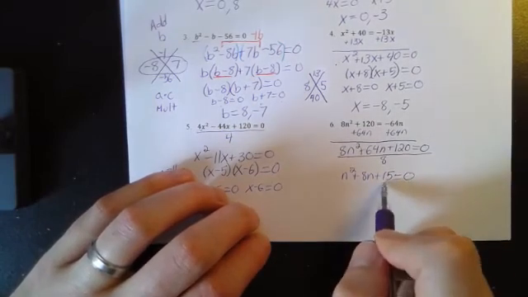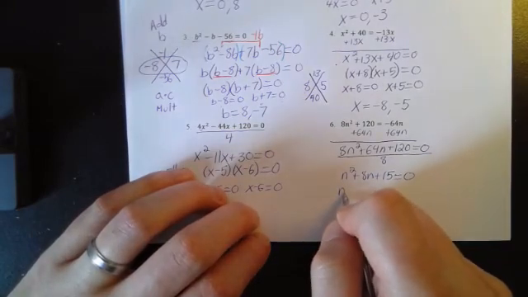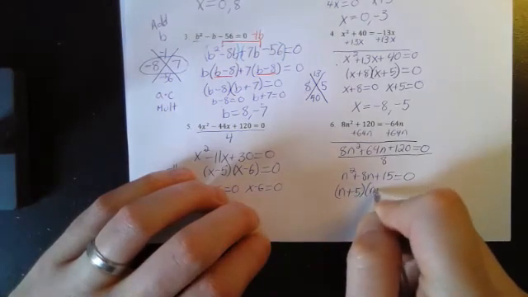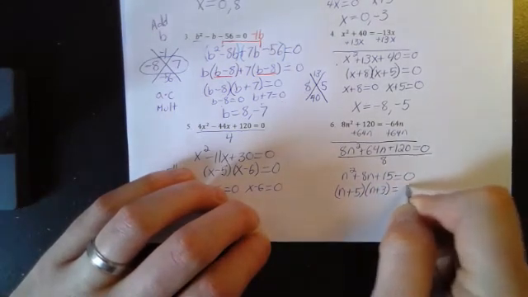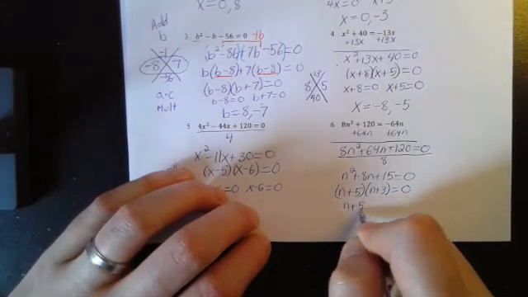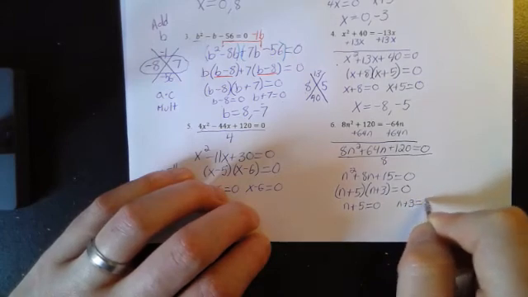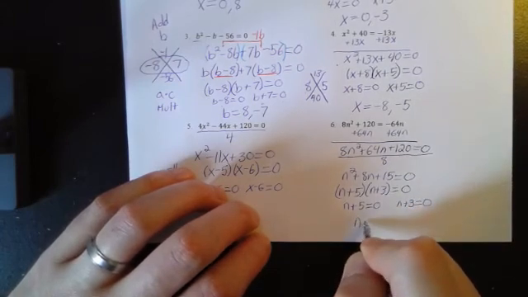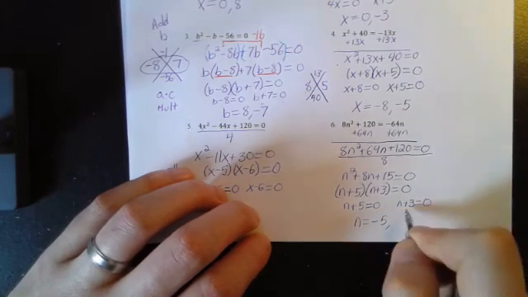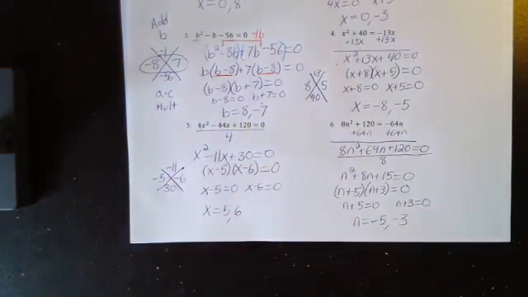Two numbers that multiply to 15 and add to 8 are 5 and 3. So n plus 5 times n plus 3 is equal to 0. So use the zero product property. So n plus 5 is equal to 0. n plus 3 is equal to 0. So we get that n is equal to, subtract 5, negative 5. Subtract 3, negative 3. So negative 5 or negative 3.